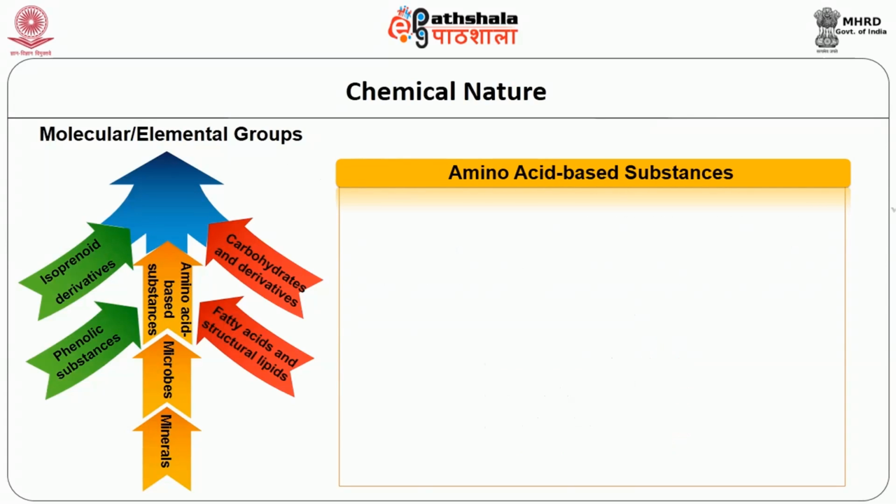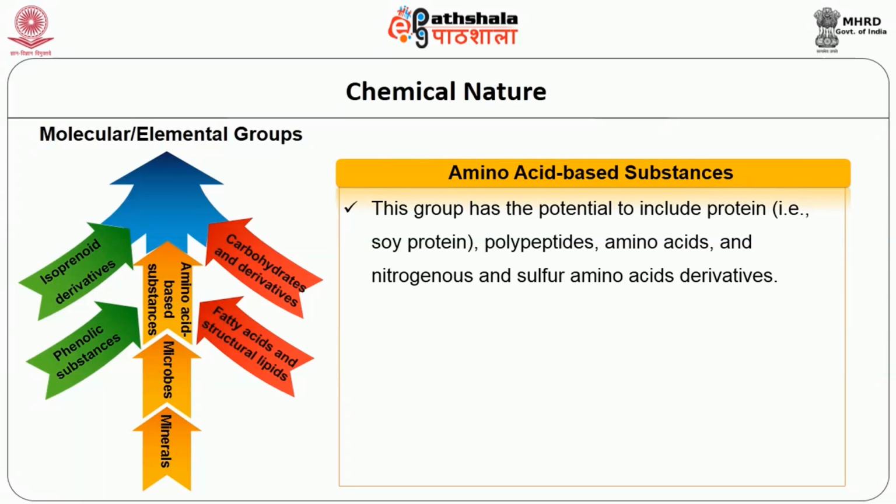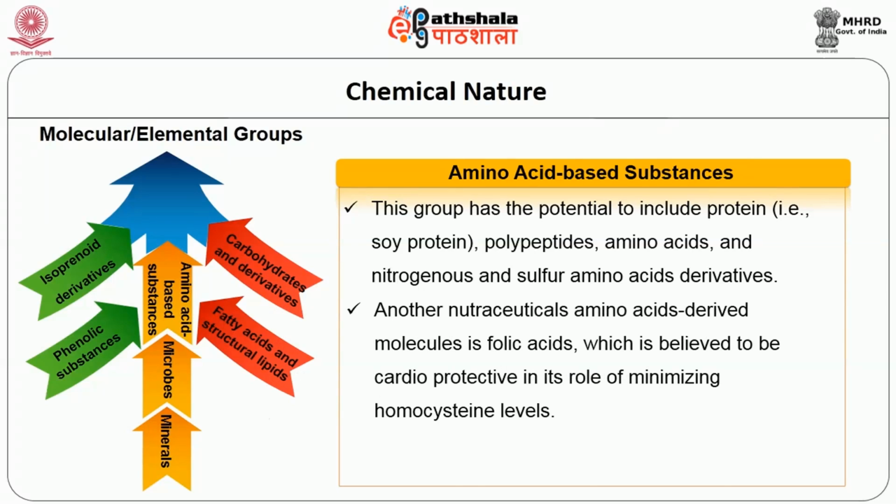The fifth one is the amino acid based. This group has a potential to include protein, especially the soy protein, then the polypeptides, amino acids, nitrogenous and sulfur amino acid derivatives. Another nutraceutical amino acid derived molecule is folic acid, which is believed to be cardioprotective in its role of minimizing homocysteine levels. Other members of this group include the tripeptide glutathione and choline.